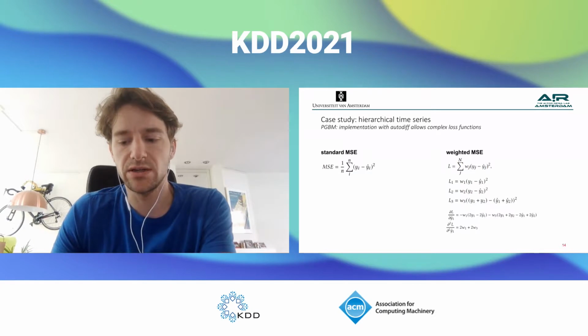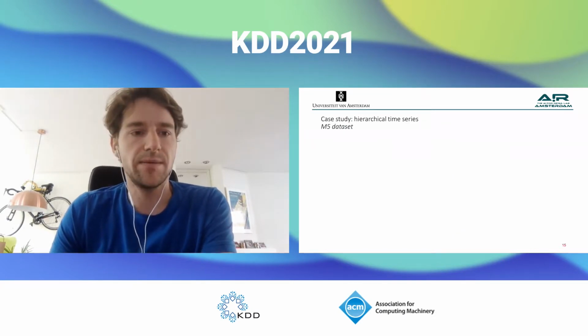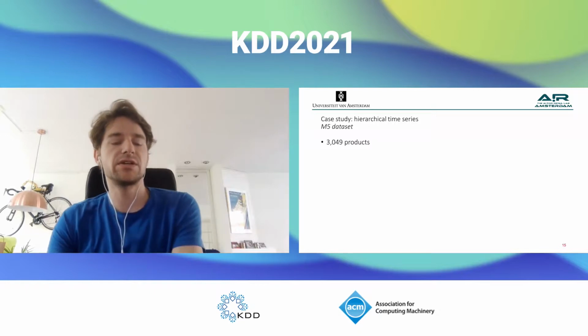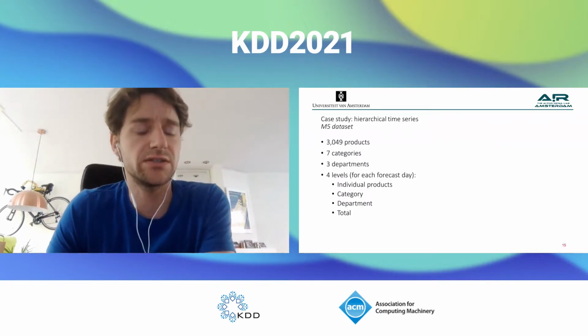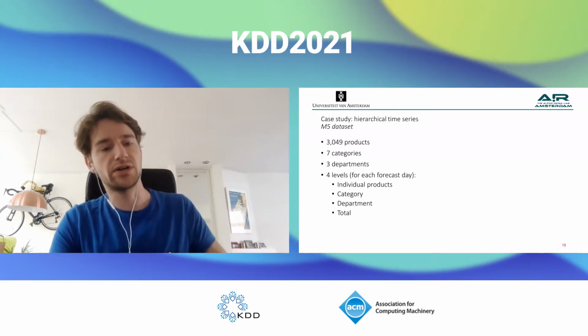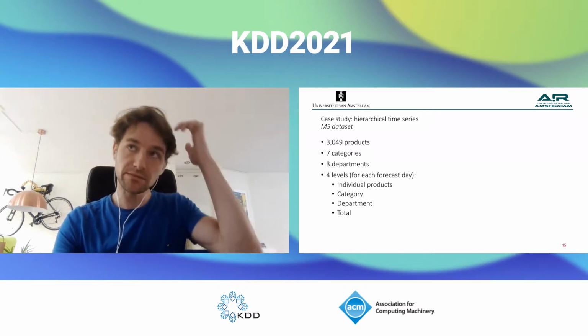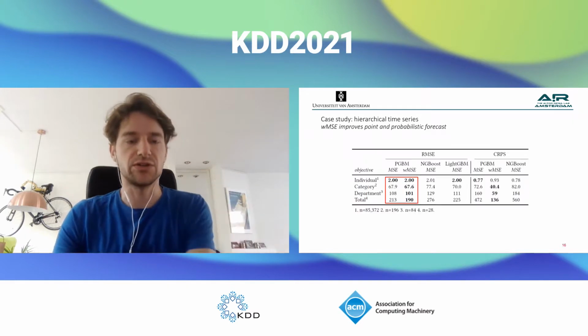And this is what we did on a sample data set of the M5 forecasting competition. It's a data set that consists of 3,000 products, 7 categories, 3 departments, and 4 levels. So for each forecast day, we are forecasting individual products, we are forecasting category, we are forecasting department, and we are forecasting the total level. So what do the results look like?